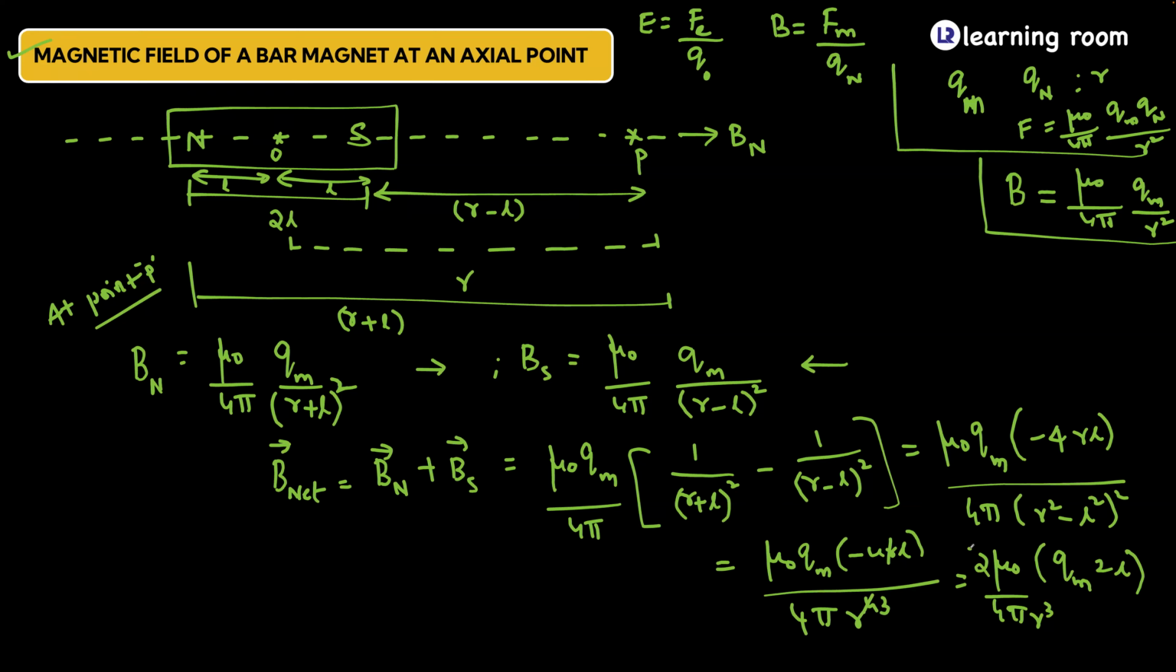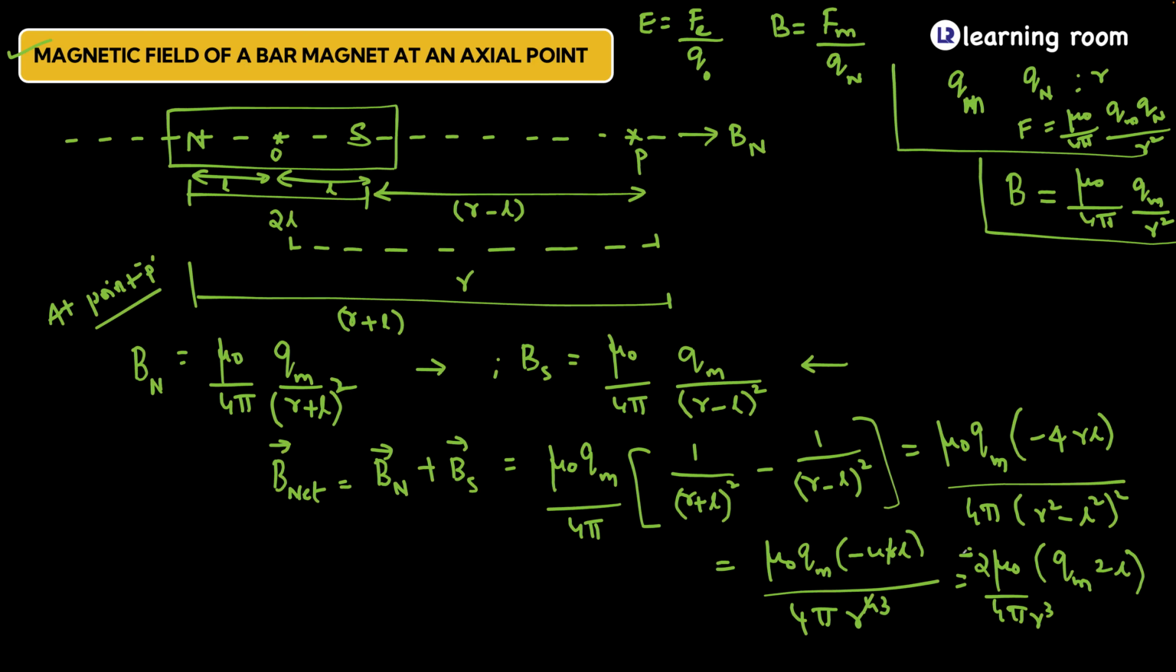That Qm into 2L is going to be the magnetic dipole moment. So I'll write it on the next page. So it is going to be 2 mu naught divided by 4 pi R cube into M, but there is a minus sign here. So what does that minus sign indicate?